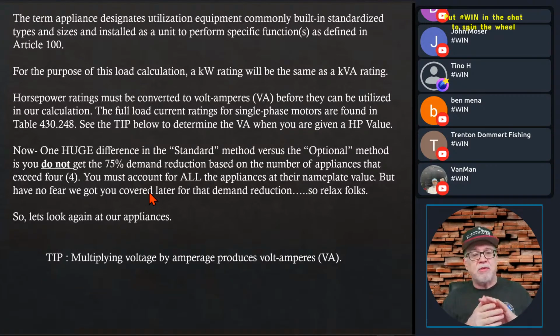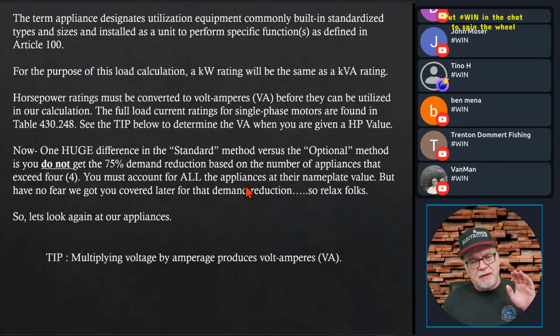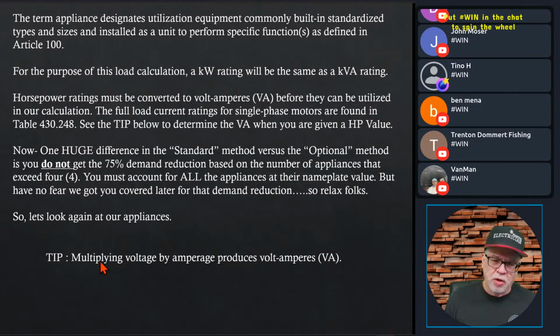So when people ask me what's the difference between the standard versus optional, one big difference is how you treat the appliances, okay? So we don't do that 75% thing, okay? So you must account for all appliances at their nameplate value. But have no fear, we got you covered later for the demand reduction. So again, you're going to be able to apply demand, but it comes later. So we just want to add everything up, okay? And if you didn't know, again, multiply the voltage by the amperage, and that's what gets us the VA, okay?